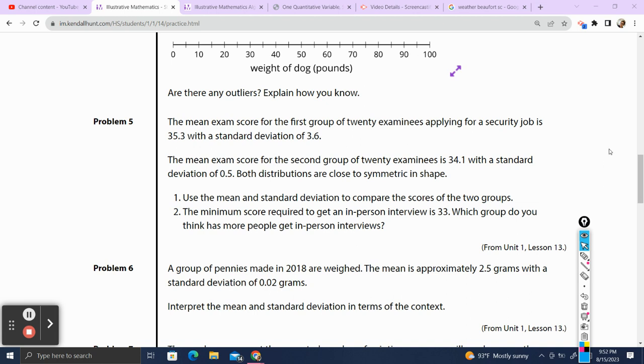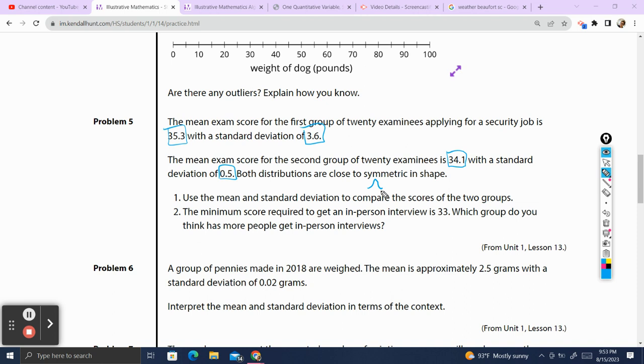Problem number 5. The mean exam score for a group of 20 examinees applying for a security job is 35.3 with a standard deviation of 3.6. The mean exam score for a second group of 20 examinees is 34.1 with a standard deviation of 0.5. I'm just circling my numbers to keep track of them. Both distributions are close to symmetric in shape. Use the mean and the standard deviation to compare the scores of the two groups.